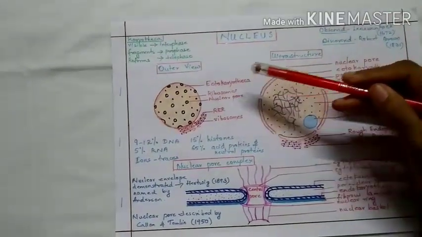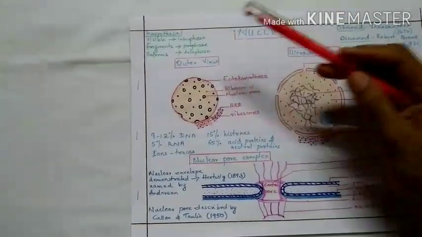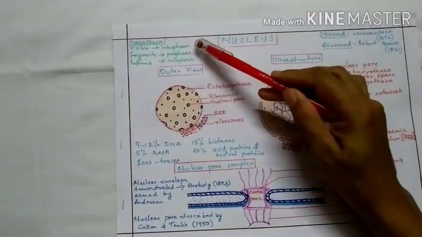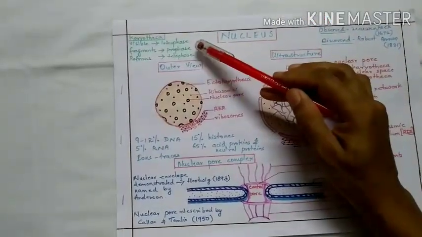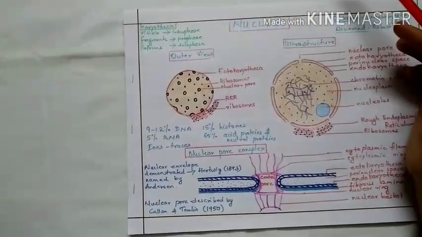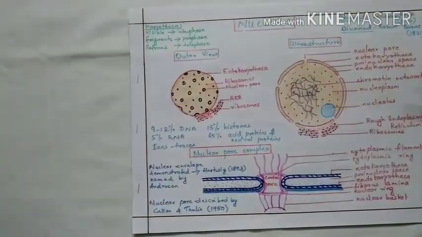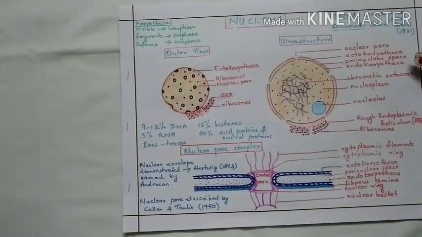It has an outer membrane, or in general the nuclear membrane is called the karyotheca, which is visible during the interphase stage of the cell cycle. It fragments during the prophase stage and it reforms during the telophase stage. This karyotheca, as in every other organelle, has two membranes.